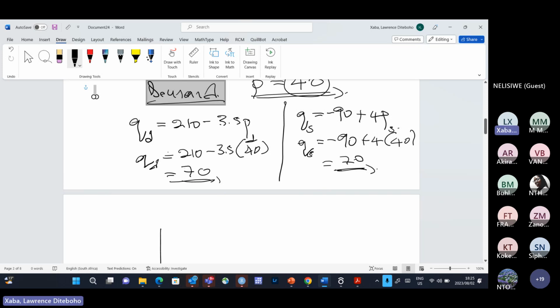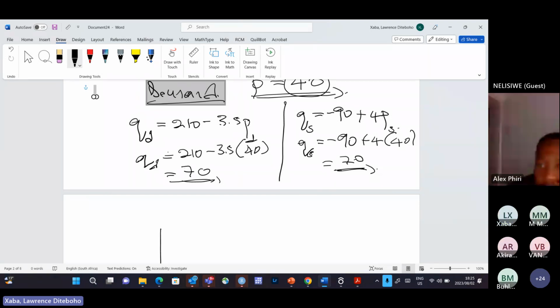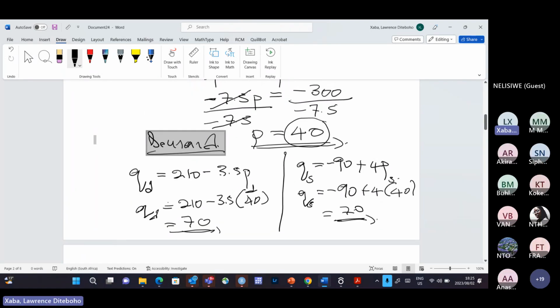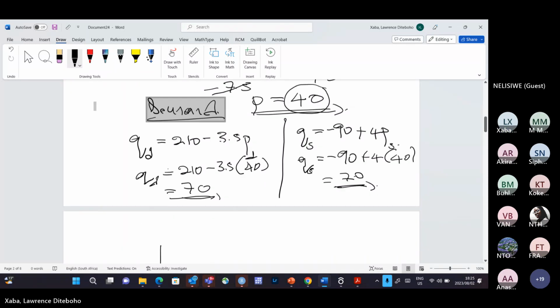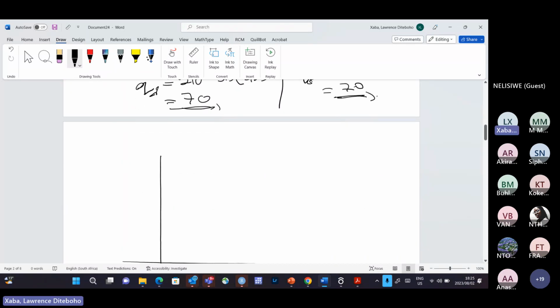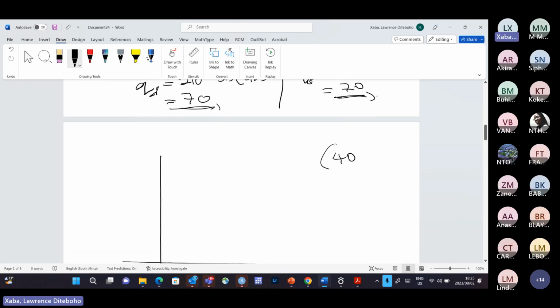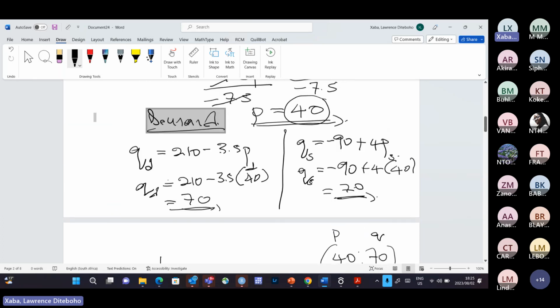So to do our graph, we say, okay, what do we have? We know that the coordinates of the point that form our equilibrium there are 40, which represents the price, and 70, which represents our quantity.